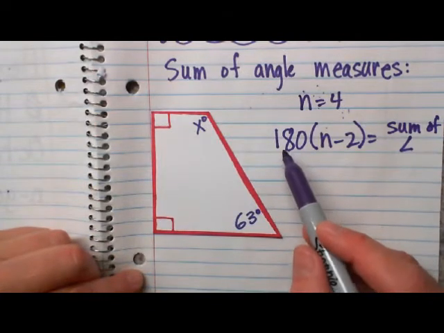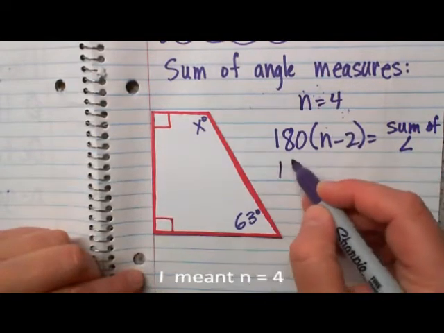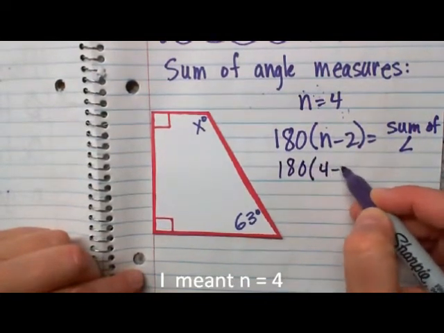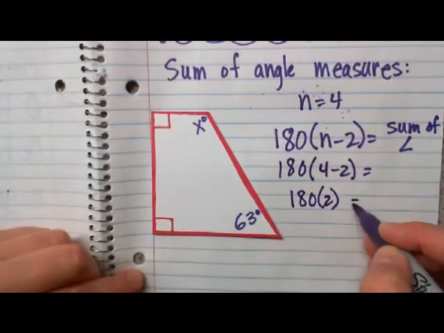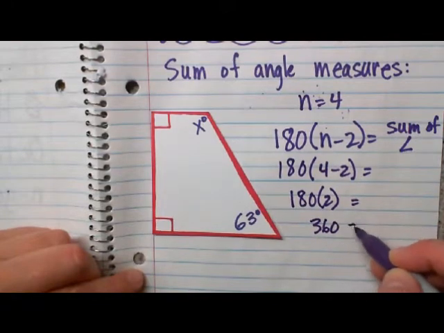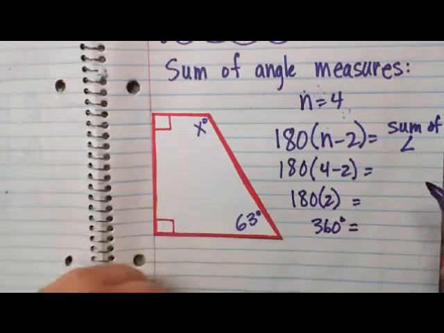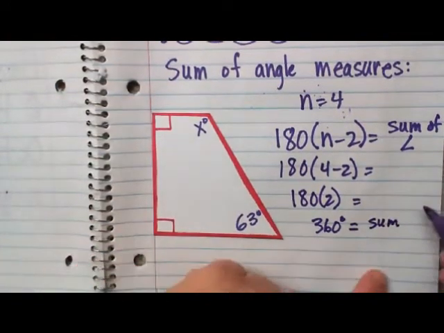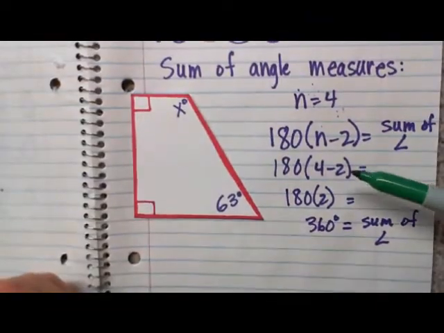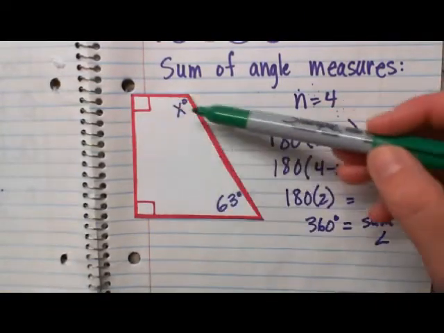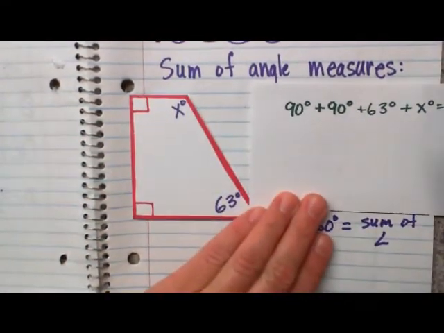So back to our formula. So we have 180 times n minus 2. Well, we already counted, and n is 4, so we have 180 times 4 minus 2. So we have 180 times 2, so that's 360. So the sum of the angles of this polygon is 360 degrees. So we used our sum of angle measures to find out the sum of the angles of this polygon. What we want to know is, what is x, right?